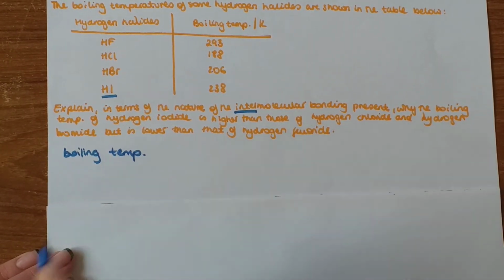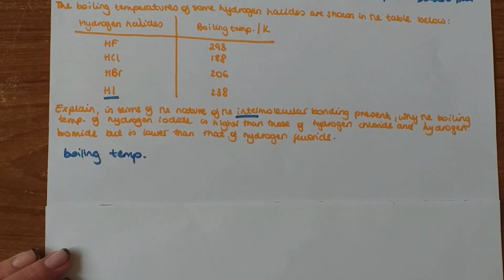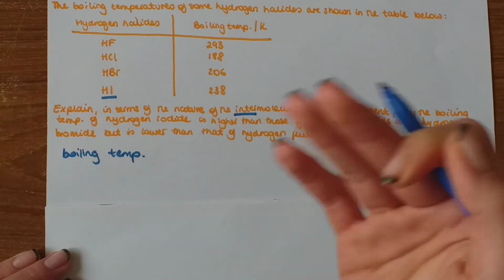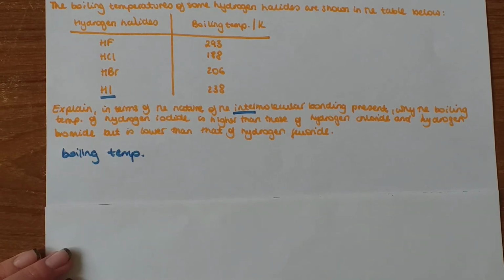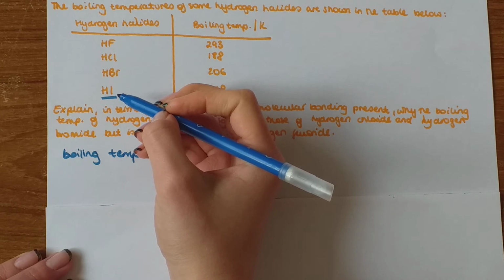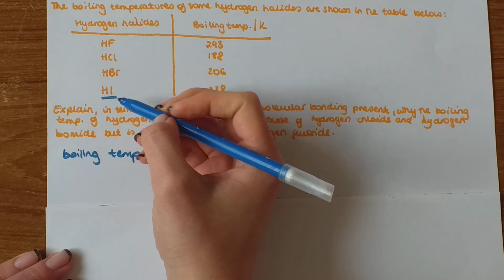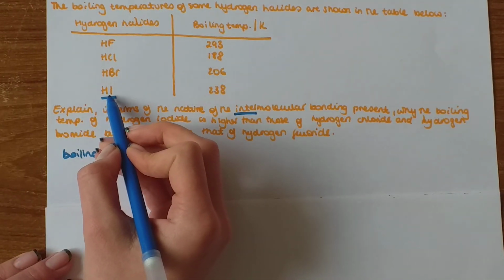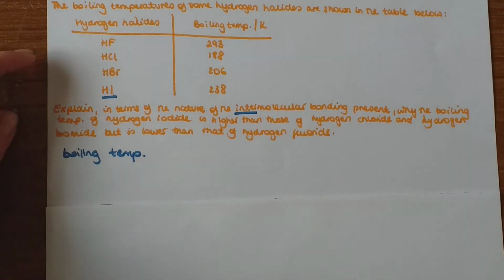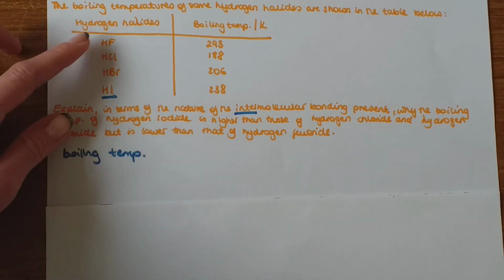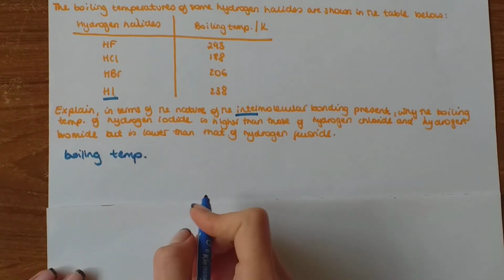So we know that the boiling temperature increases as the mass increases, because as the mass increases, the number of electrons increases. Therefore, it's harder and harder to separate them. Therefore, the boiling temperature increases. HI has a bigger mass than HBr and HCl. It also has a bigger mass than HF. However, with HF, there's something else going on.